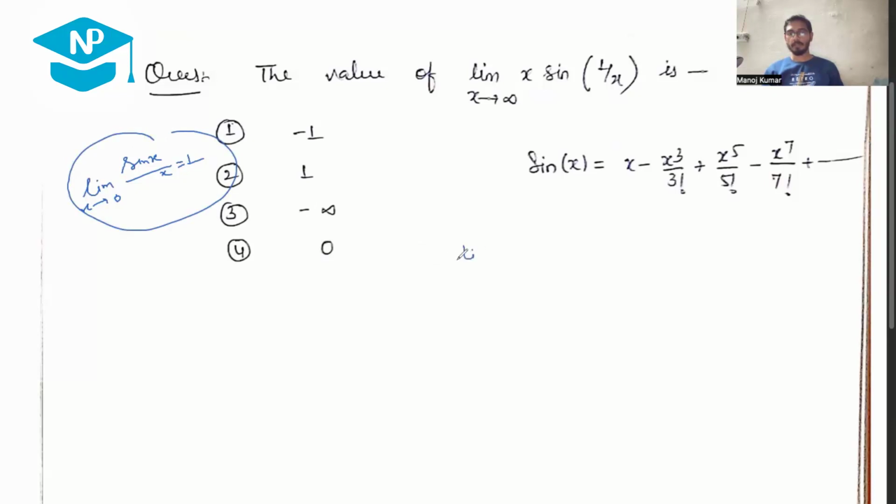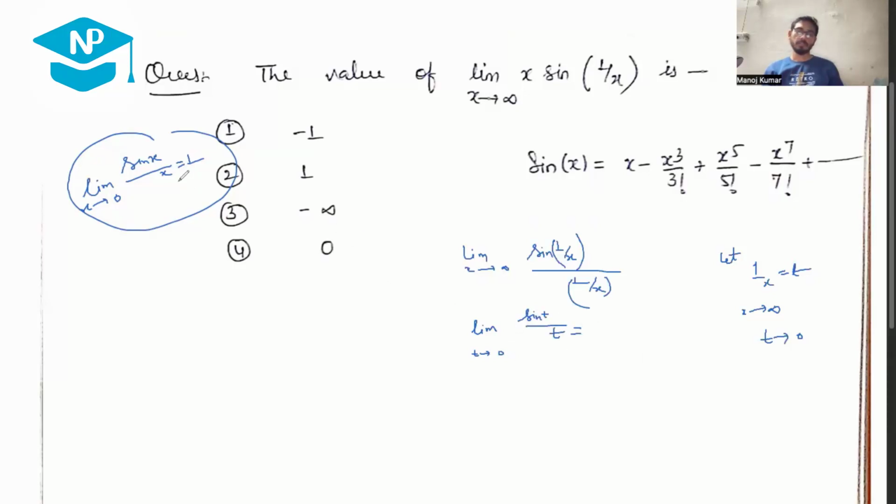See how we change. Limit x tending to infinity of sin 1 by x over 1 by x. So let 1 by x equal to t. So as x tends to infinity, t will tend to 0. So limit t tending to 0 of sin t over t equal to, now see, this is the same form as we have written earlier. So this is equal to 1. So this question we can do in two methods. One is earlier we have seen by the expansion method and another one is this.